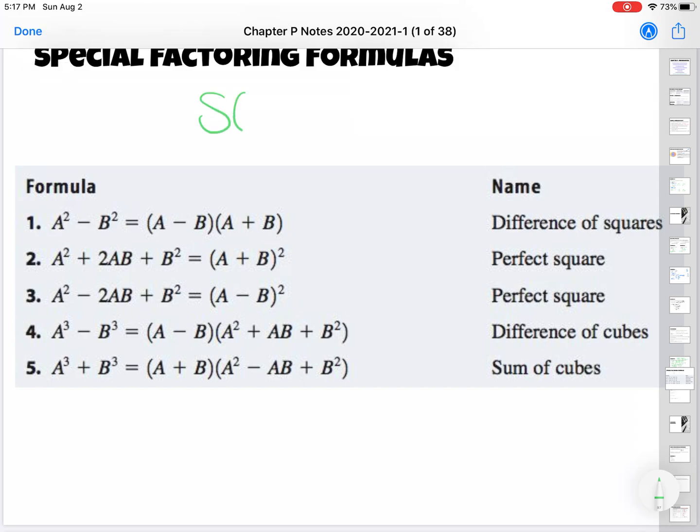All right, so here is the trick for memorizing the sum and difference of cubes, and you're going to think this sounds crazy, but you remember it using SOAP. SOAP stands for same, opposite, always, positive. Okay, same, opposite, always, positive.